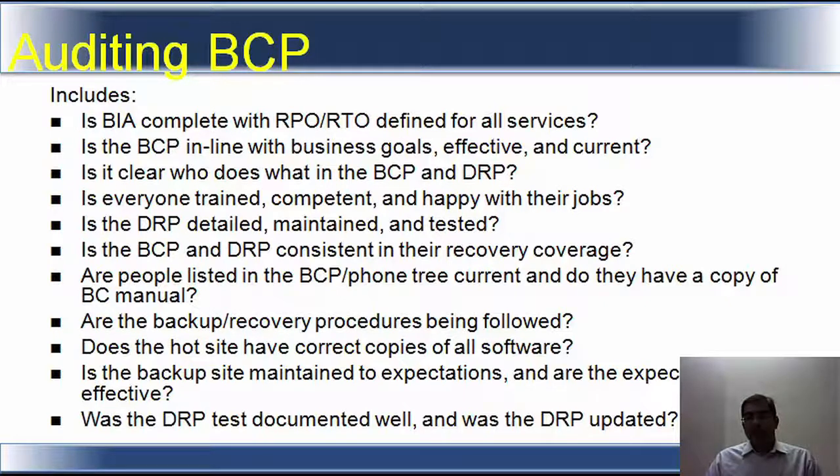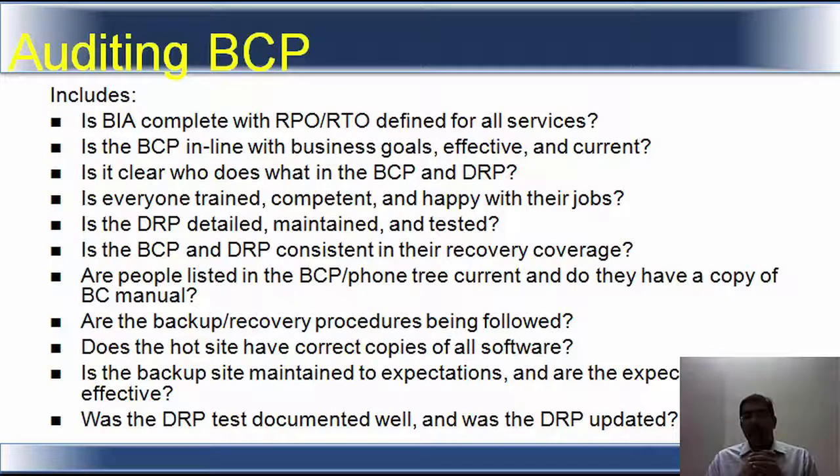Then, is it clear who does what in a BCP and DRP? So, roles and responsibilities of people during a BCP or during an incident. Whether it is clear, so you can interview them, you can actually review the document. Whether the document is updated, the document may have Mr. X, but then when you actually interview, it will be Mr. Y who has come in place of Mr. X. So, you need to be clear who does what in a BCP DRP. Then, is everyone trained, competent and happy with their jobs, which is very important. Otherwise, in the event of an incident, the attitude could be, what is it to me? I am going.